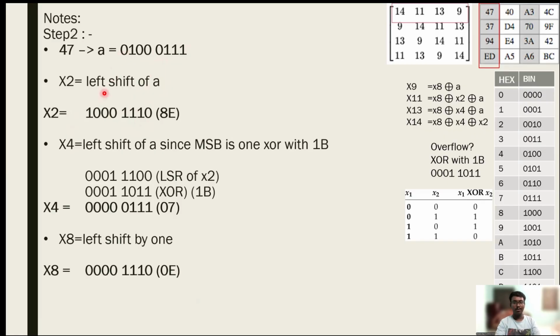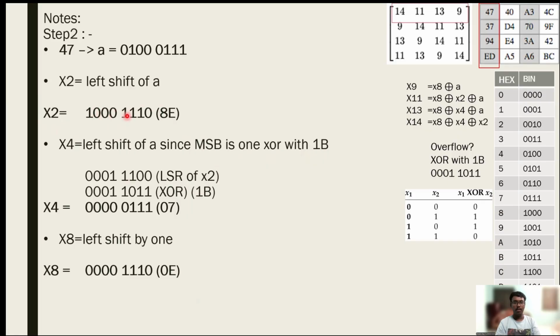Here we have this problem: the MSB is 1. So we have found x2. To find the x4, we take the x2, left shift it and XOR with 1B. Here the MSB is 1, so we are going to XOR with 1B. So we take this and left shift it as it is. The 1 is gone, and we add 0 again at the last.